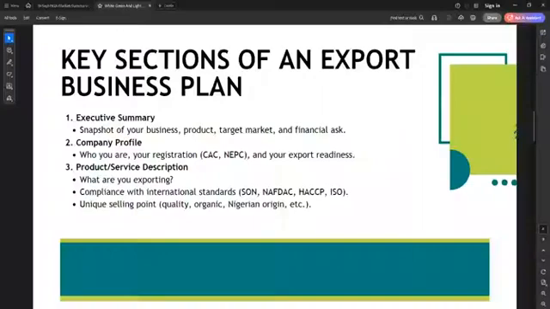Then unique selling points, which is your USP. What are your unique selling points? What's the quality of what you are exporting? Is it organic? Is it inorganic? Is it genetically modified or not? What's the origin and all that? So you put all those under your product description.